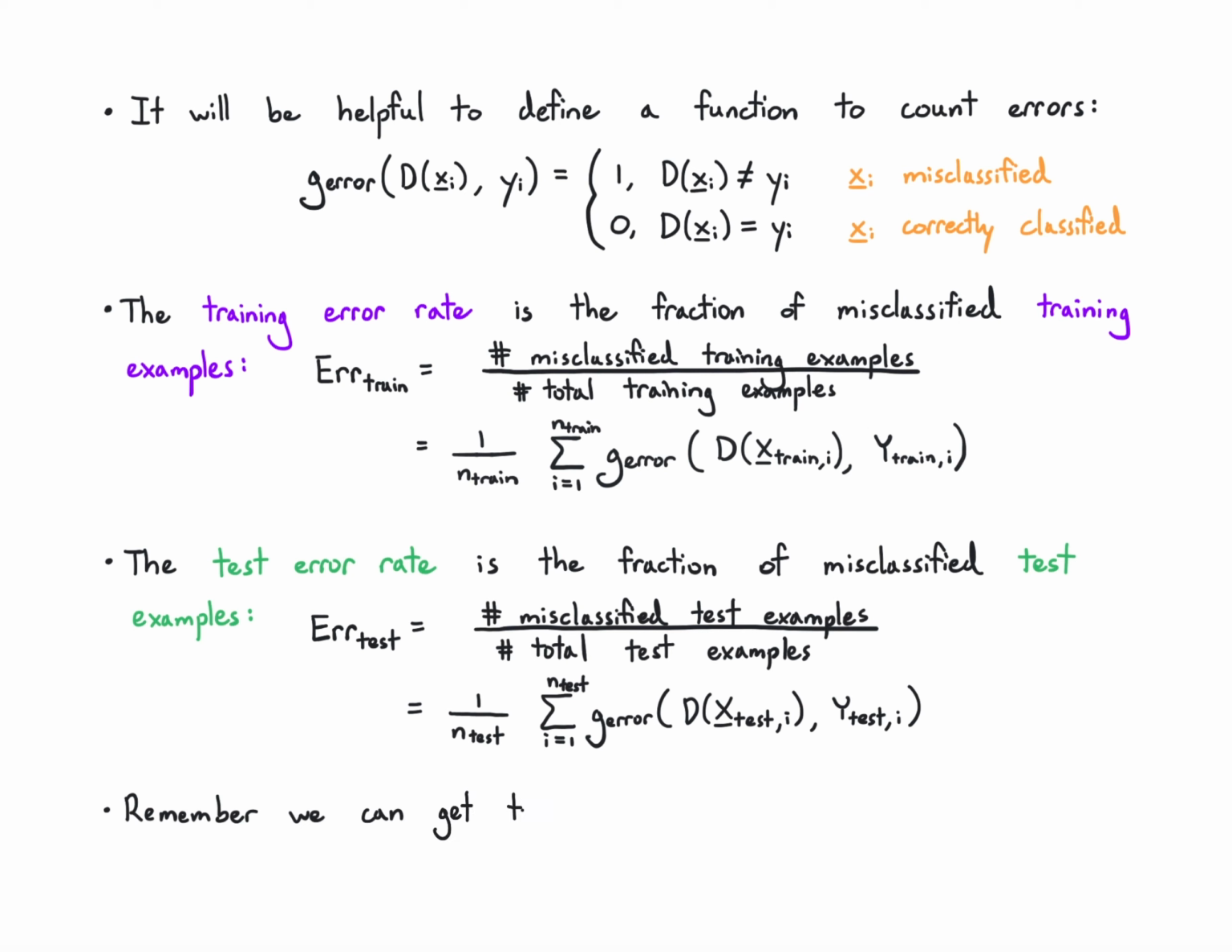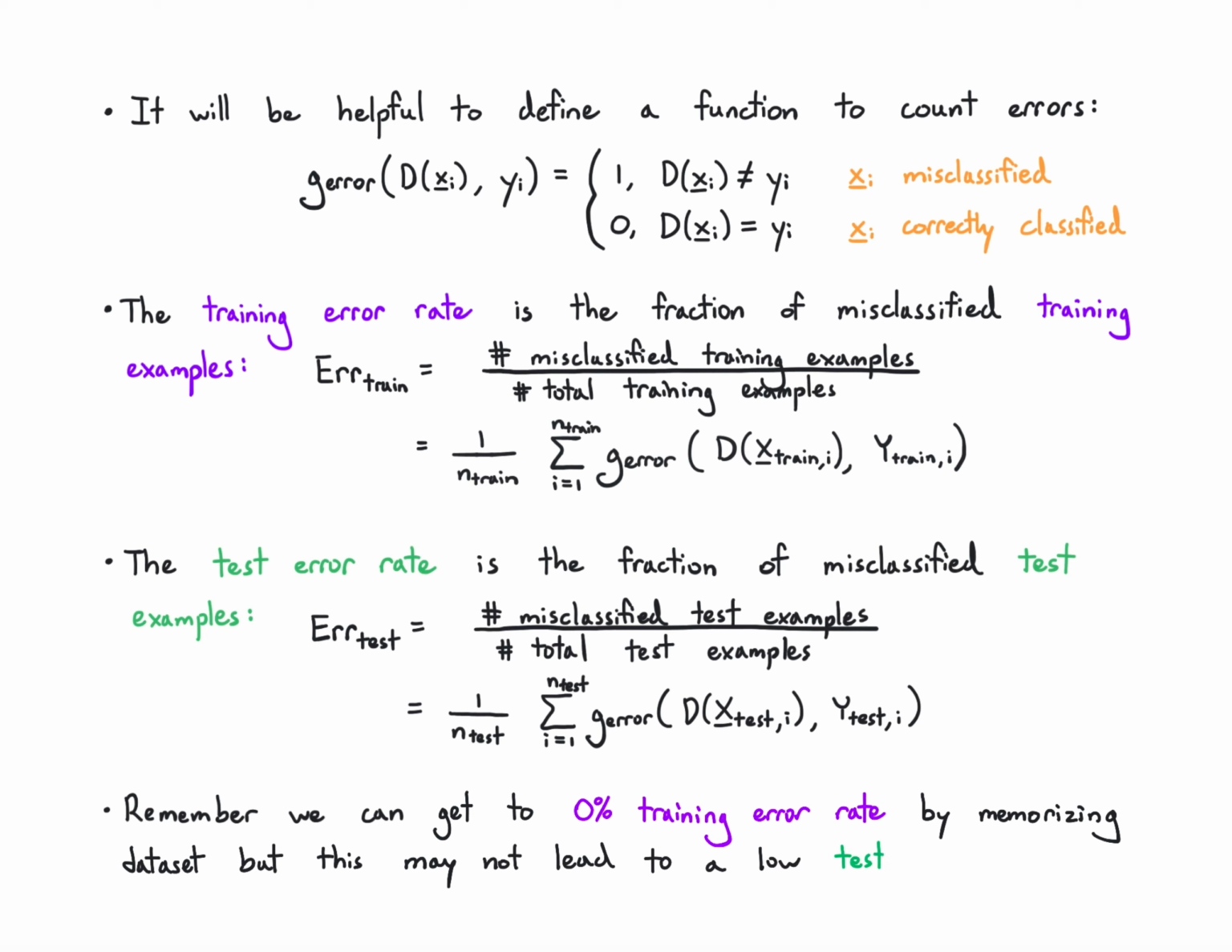And keep in mind always, we can usually get to 0% training error rate, or we can always do it by memorizing the data set, but that might not be a useful strategy because memorizing it doesn't help us learn any underlying concepts, and then we won't get a low test error rate. So what we want to do is learn something from the data set to make a good classifier that will perform well or generalize well to new data, right?